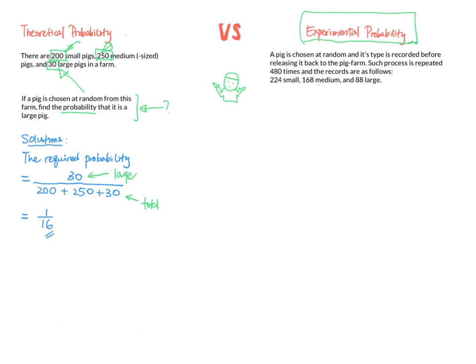Okay, and of course, as you can imagine, if we do more than 480 times, we could expect the probability will be more accurate. Say if we do it 1,000 times, 10,000 times, our results will be more accurate.